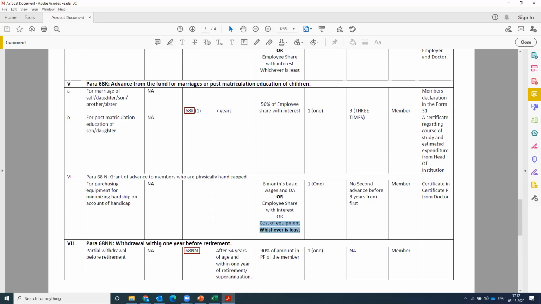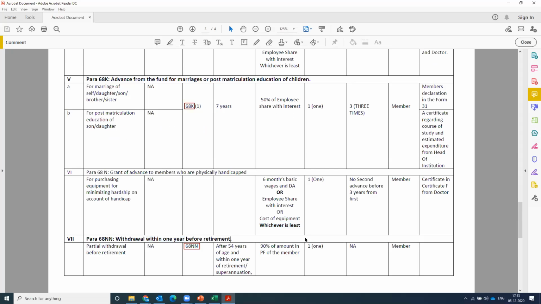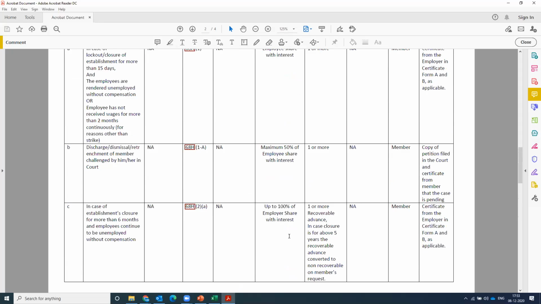Right, withdrawal within 1 year before retirement. The employee is about to reach the age of superannuation of 58 years, and he has also served for 10 years. It means that he is about to get eligible for the monthly pension. In that case, he can do a partial withdrawal of the PF fund, right? Only 1 year before his retirement, and he can withdraw up to 90% of his total PF fund. This can be done only once in his entire life, right? So these are the options which are available for the advance PF withdrawal.